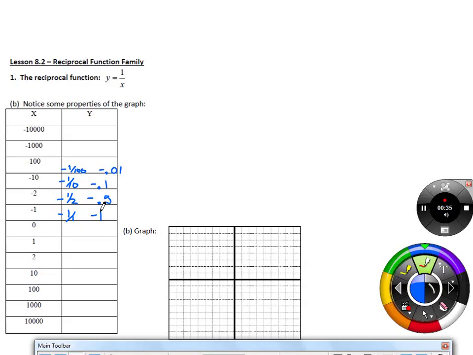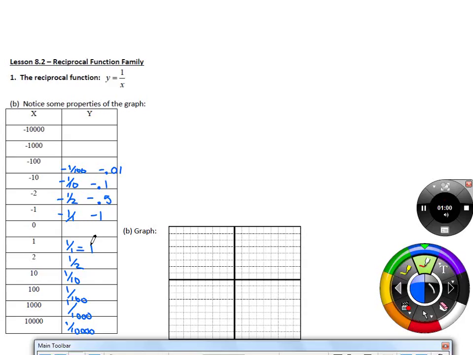Okay. So on the positive side, the same thing is happening, but with positives. Here you'd have 1 over 10,000. Here you'd have 1 over 1,000. Here you'd have 1 over 100. Here you'd have 1 over 10, 1 over 2, 1 over 1, which is just 1. Okay. So I'm going to plot some of these points.